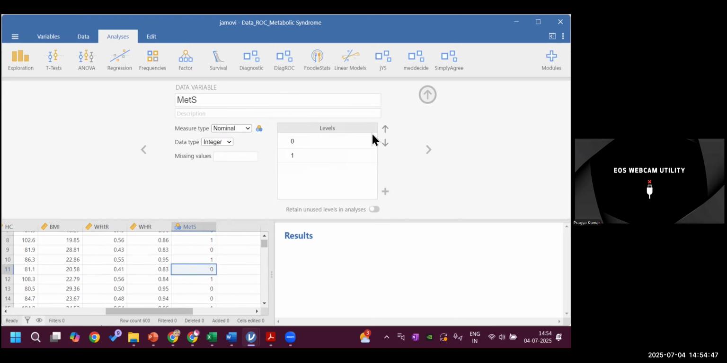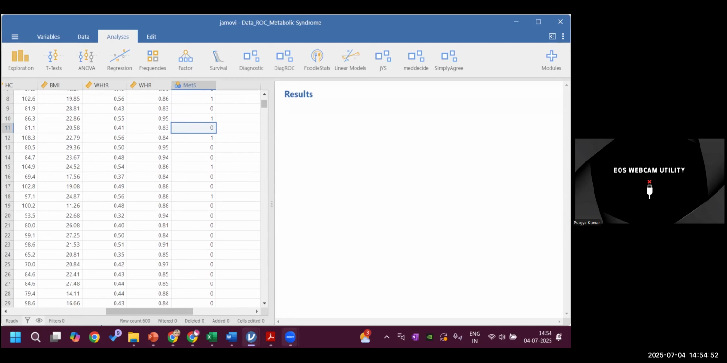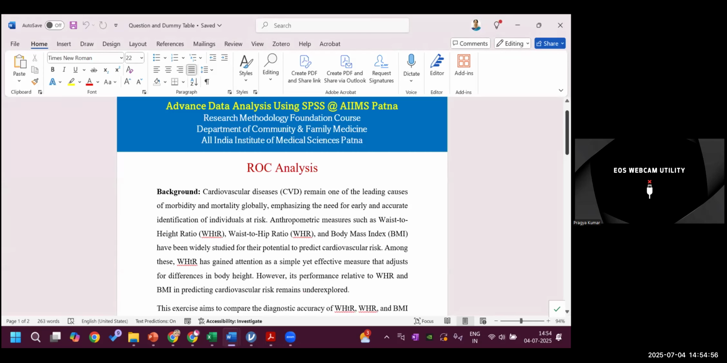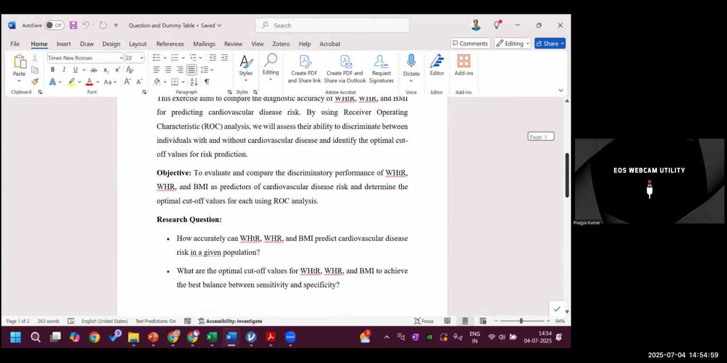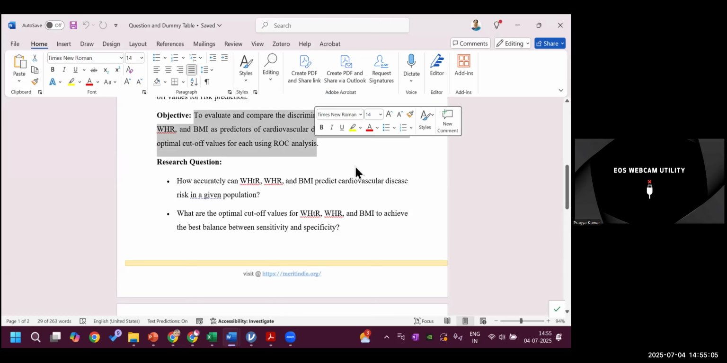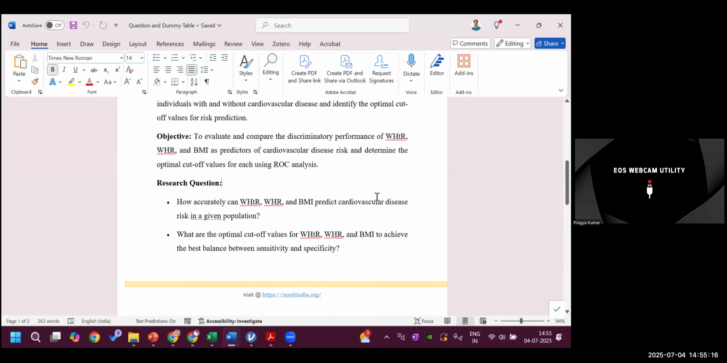Now coming to the question, I have to see the cutoff. So the objective is to evaluate and compare the discriminatory performance of BMI, waist hip ratio and waist height ratio to determine the metabolic syndrome. I think by mistake it's written cardiovascular disease. Okay.